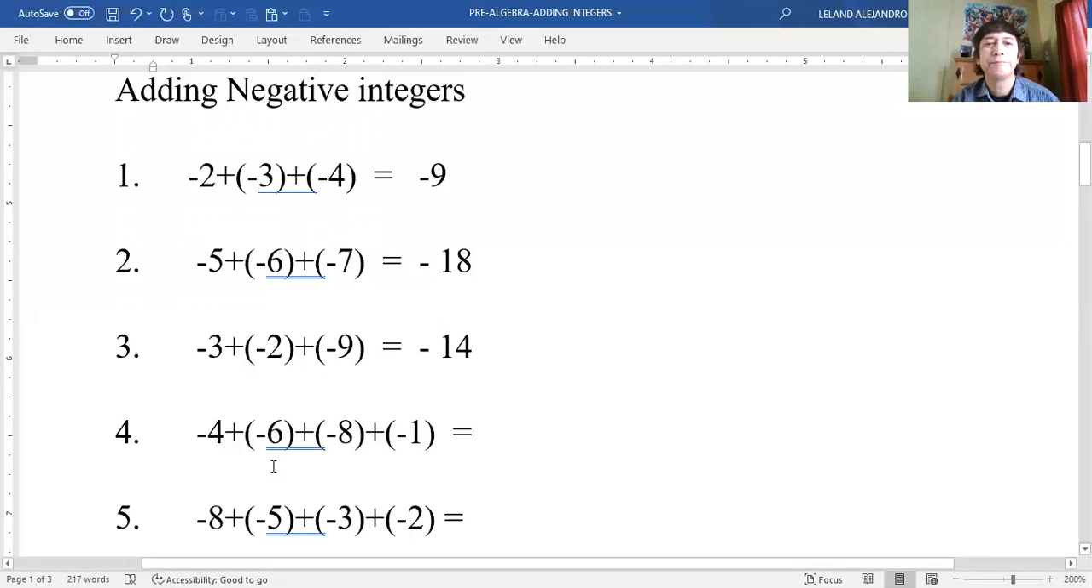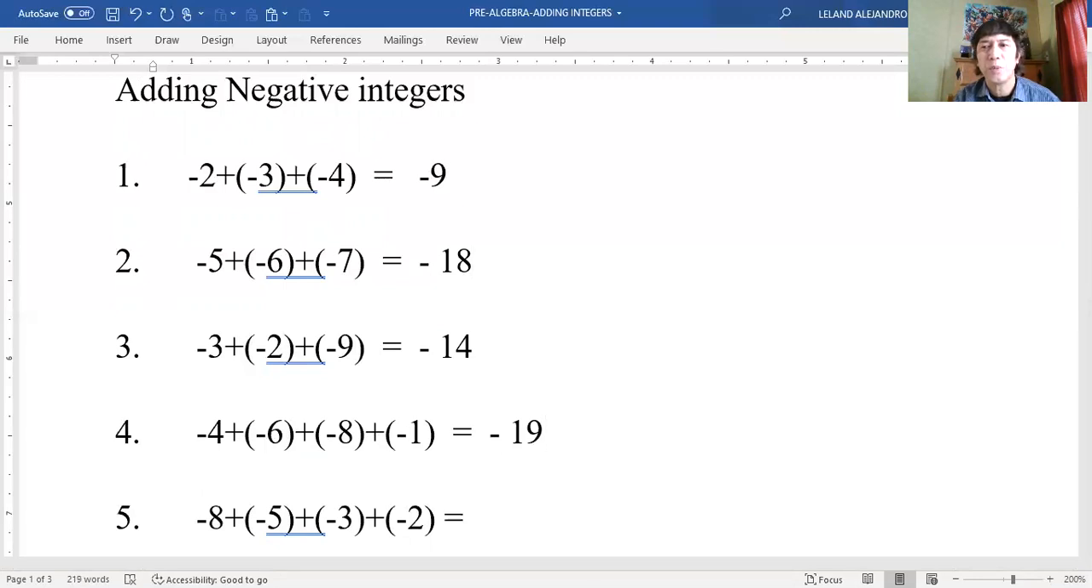Number 4, we have negative 4 plus negative 6 plus negative 8 plus negative 1. We're going to get the sum and then put the negative sign. So negative 4 plus negative 6, that's negative 10, plus negative 8, that should be negative 18, plus negative 1, that's negative 19.